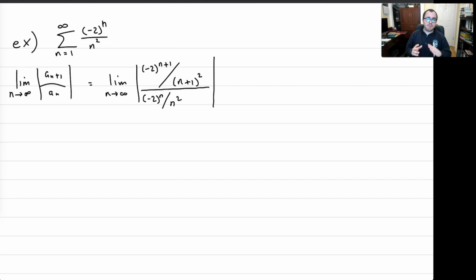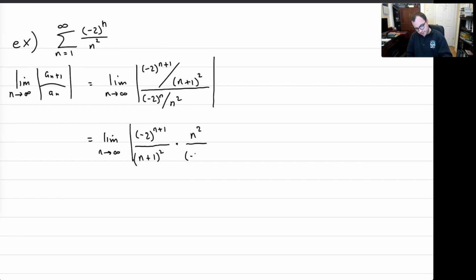But we're going to see that exponentials, and then we'll see factorials, are going to be prime candidates for simplifications in these types of fractions. Because I'm going to rewrite this fraction. Instead of dividing by a fraction, I'm going to multiply by its reciprocal. So negative 2 to the n plus 1 over n plus 1 squared times n squared over negative 2 to the n. I'm going to do this from now on without mentioning that that's how I'm dividing fractions.